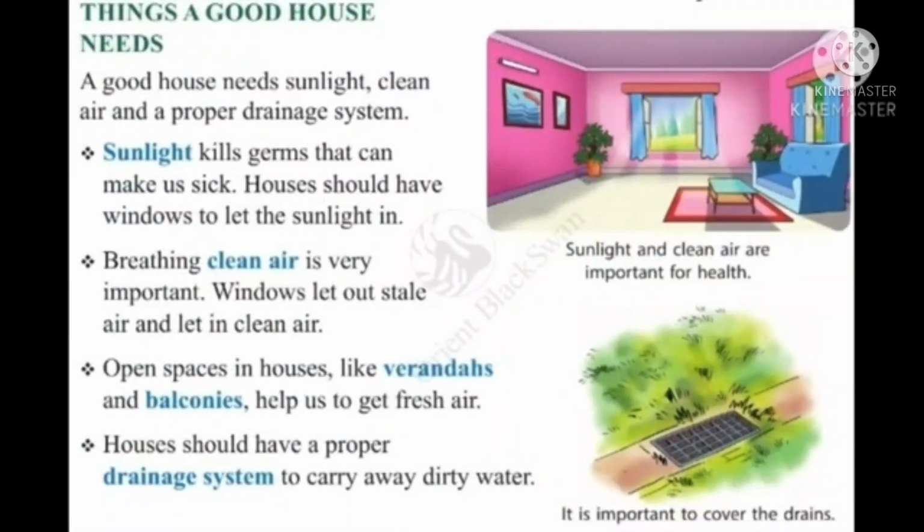Okay. Things a good house needs. A good house needs sunlight, clean air and a proper drainage system. Sunlight kills germs that can make us sick. Houses should have windows to let the sunlight in. Breathing clean air is very important. Windows let out stale air and let in clean air. Open spaces in houses like verandas and balconies help us to get fresh air. Houses should have a proper drainage system to carry away dirty water.